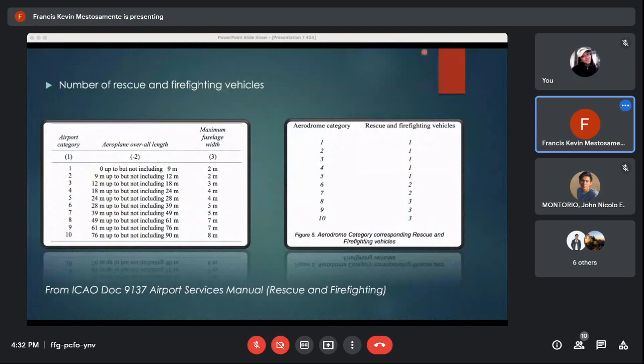Moving forward, so this is under ICAO Document 9137, Airport Services Manual under Rescue and Firefighting. And ito po yung nire-require nilang number of rescue and firefighting vehicles per aerodrome depending on their category. And the category depends on the length and the width of the aircraft or the biggest aircraft they are servicing. So self-explanatory naman. So ito yung overall length, ito yung width ng fuselage, and dito sila makakategorize. So 1 to 10, and those category, nandyan ang minimum. Again, under the airport category, ito yung minimum rescue and firefighting vehicles na meron dapat per category.